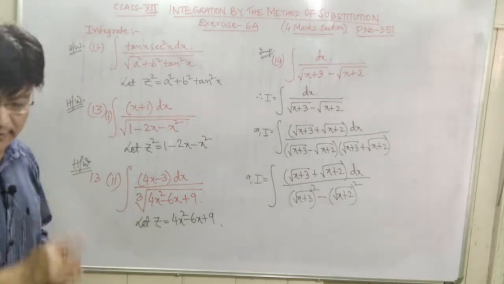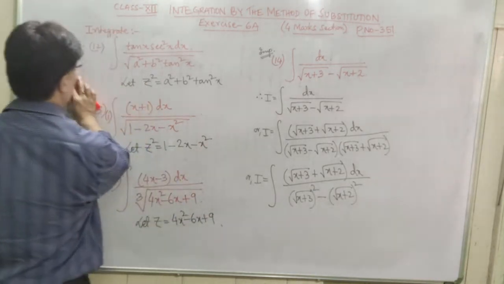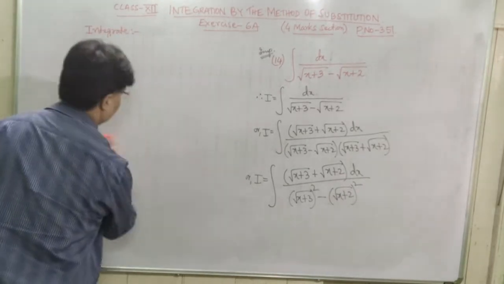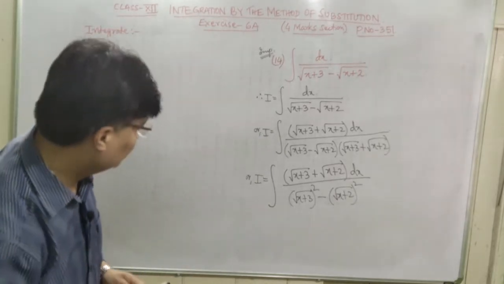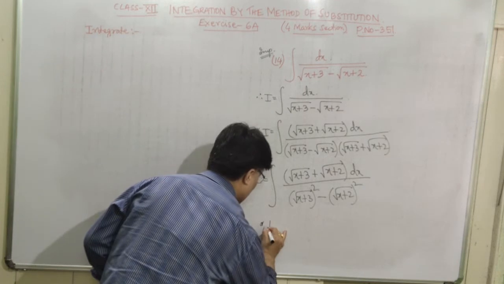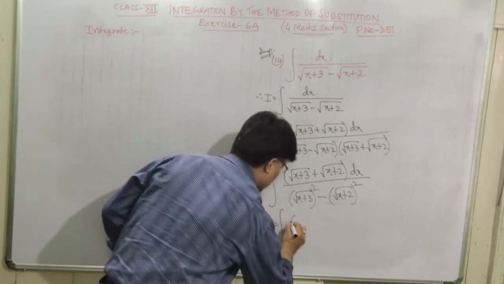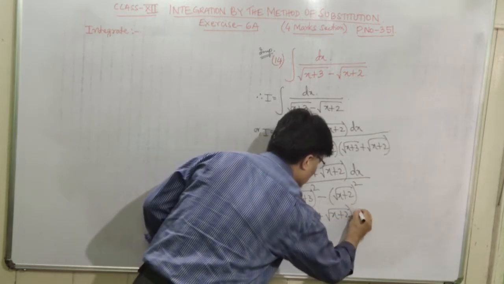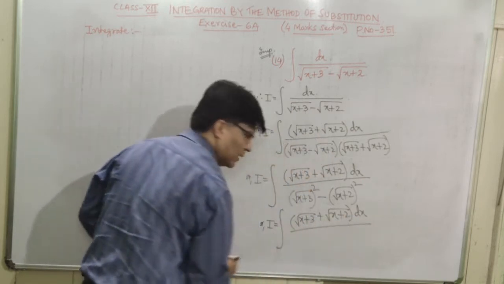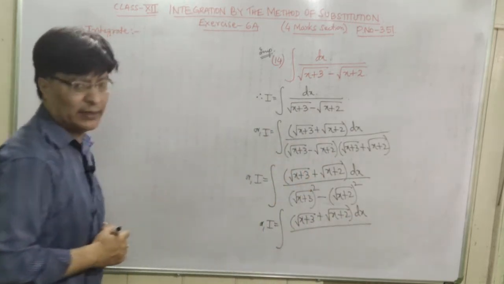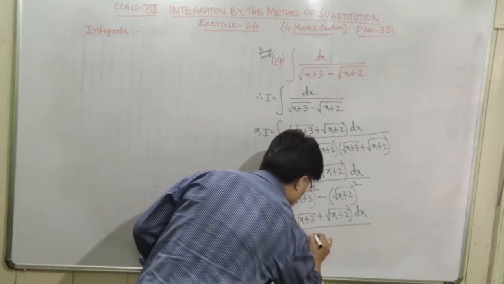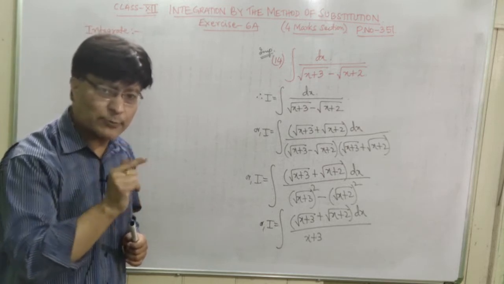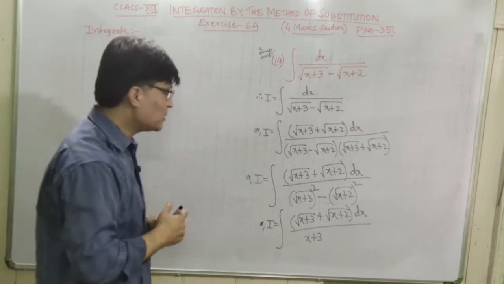So I think you've understood it. So in the next step, what will you do now? Let us simplify it further. I is equal to the integral of root over x plus 3 plus root over x plus 2 dx, whole divided by, what is square root of x plus 3 whole square? This is only x plus 3. What is root over x plus 2 whole square? This is only x plus 2. The square root is removed.